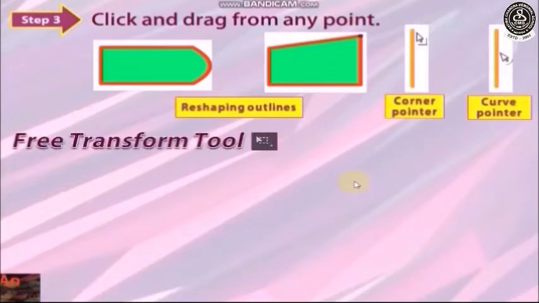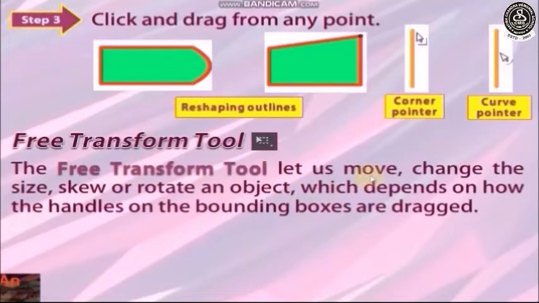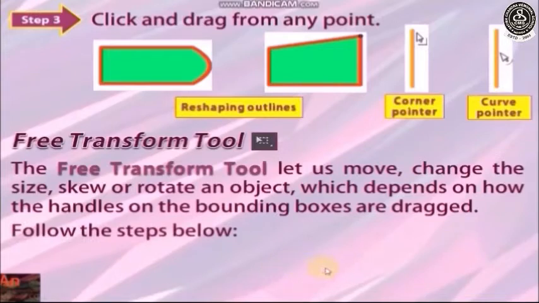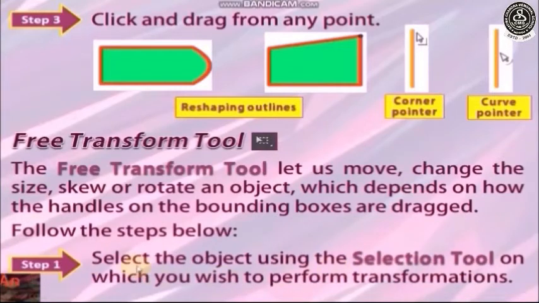Free transform tool. The free transform tool lets us move, change size, and skew or rotate an object, which depends on how the handles on the bounding boxes are dragged. Follow the steps below. Step number 1, select the object using the selection tool on which you wish to perform transformations.